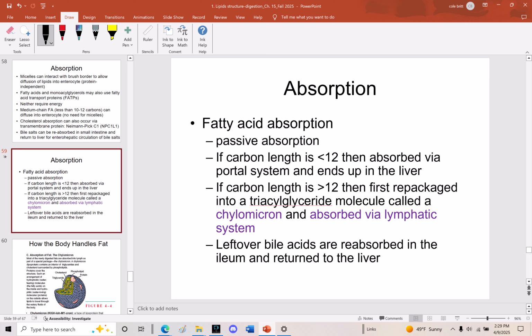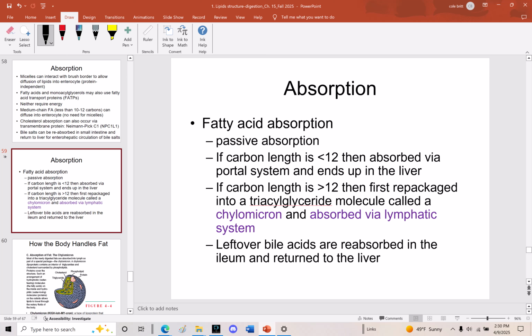If it's less than 12, if it's a short to medium chain, it will just simply go into the portal circulation. So portal system is just the circulatory system that goes from the intestine to the liver. And so medium short chain fatty acids can actually go straight into the blood and then to the liver. Longer chain fatty acids have to do a different system. So they're going to be carried by chylomicrons from the intestinal cell, and they're going to go into the lymph. Not the circulatory system, they're going to go into the lymphatic system.